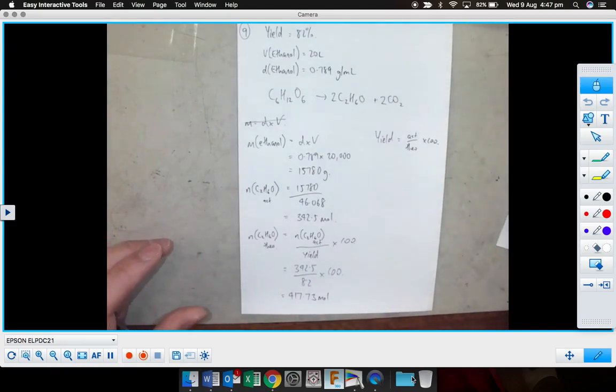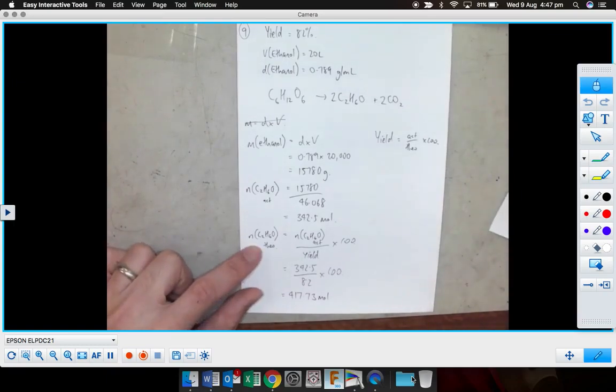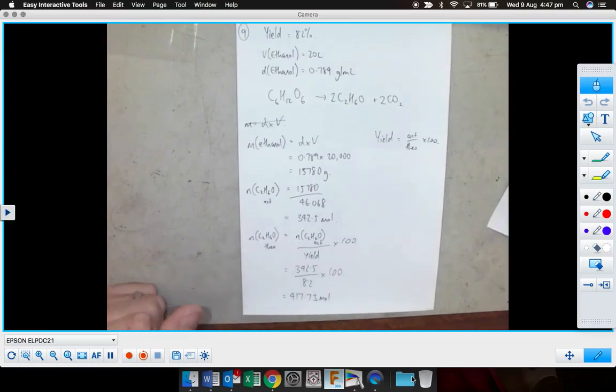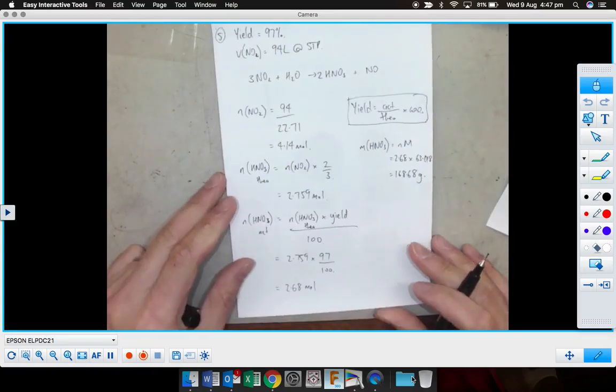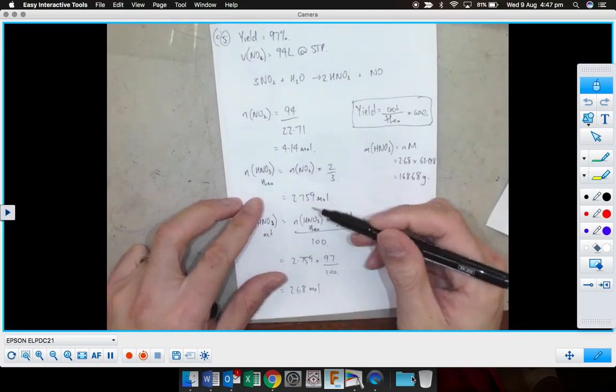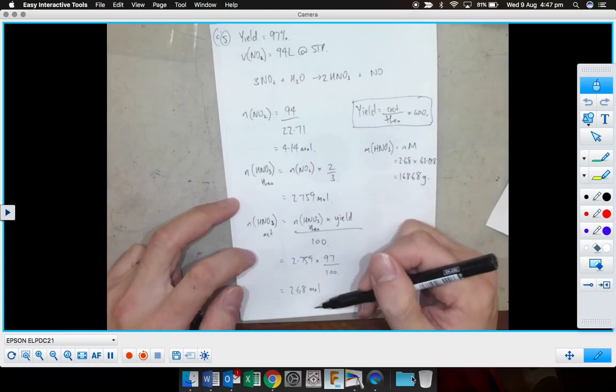Okay, quick hint on this one. You need to be able to see that, in this example, the theoretical is 400, the actual is 300. The theoretical should always be larger than the actual. This is the last example. The theoretical should always be larger than the actual, right?